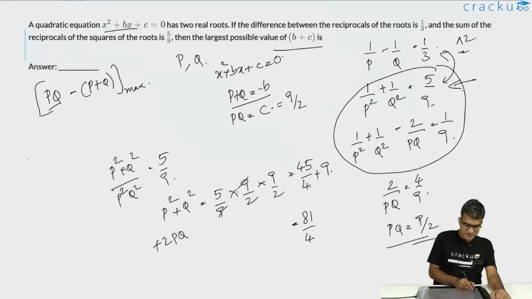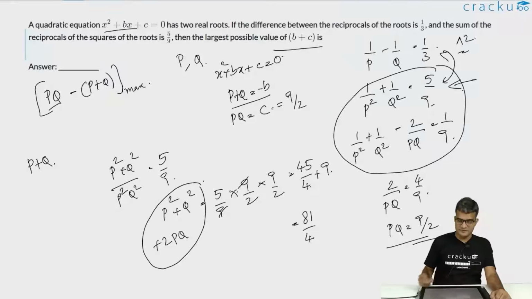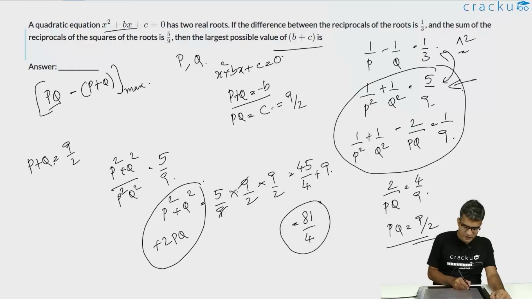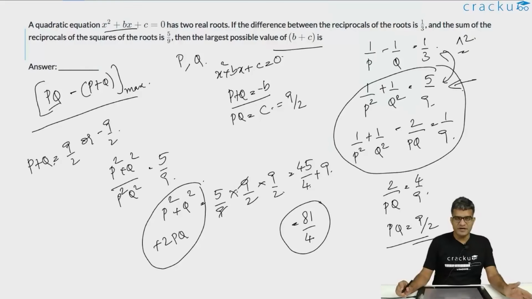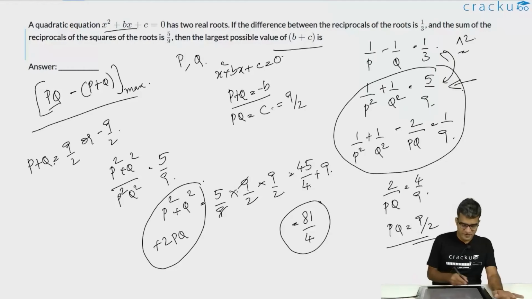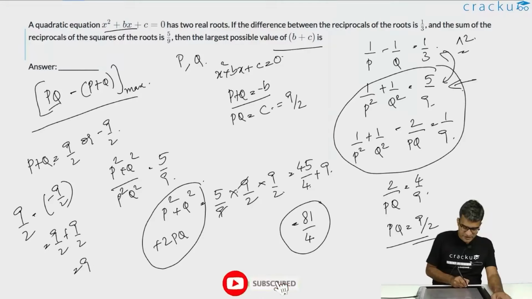So the value of p plus q, because this is p plus q whole square, which is equal to 81 by 4, is either 9 by 2 or minus 9 by 2. We are required to calculate the maximum value of pq minus (p plus q). So the maximum value will be 9 by 2 minus of minus 9 by 2, which is equal to 9 by 2 plus 9 by 2, which is equal to 9. So the answer for this question is 9.